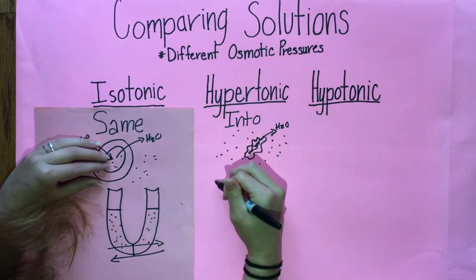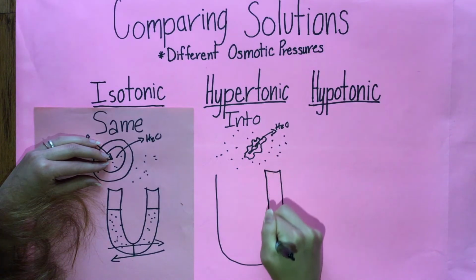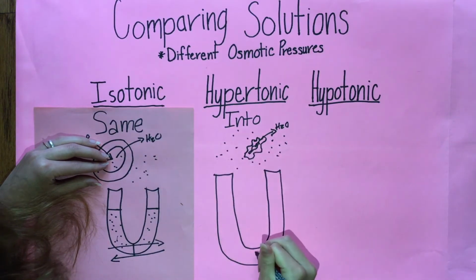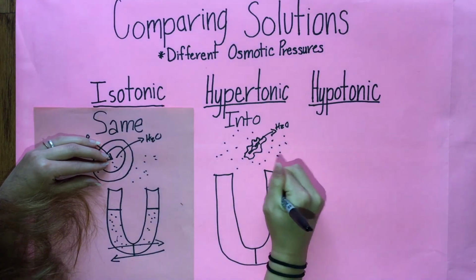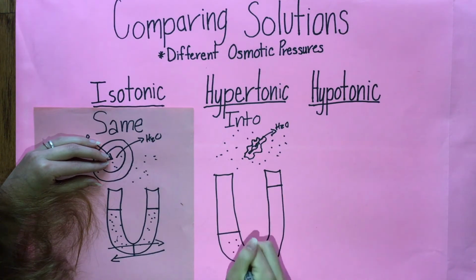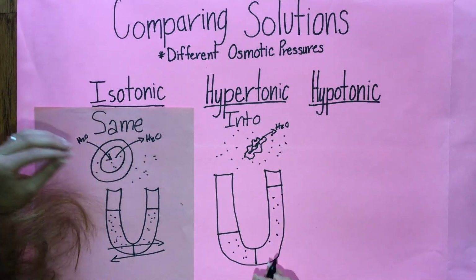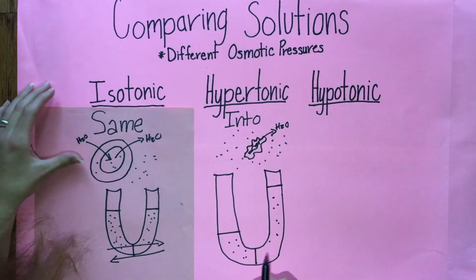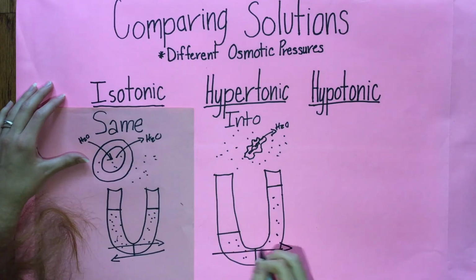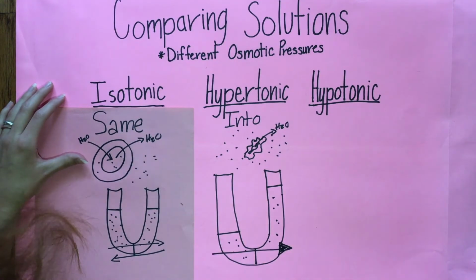If we were to do this in a tube in a lab with a semi-permeable membrane, it would look something like this if there were fewer particles over here than over here. The net osmotic pressure would be going this way, so the water would be traveling, in this case, to the right.